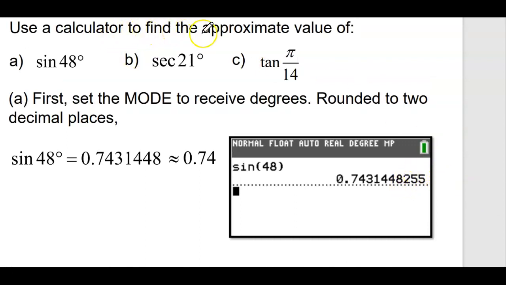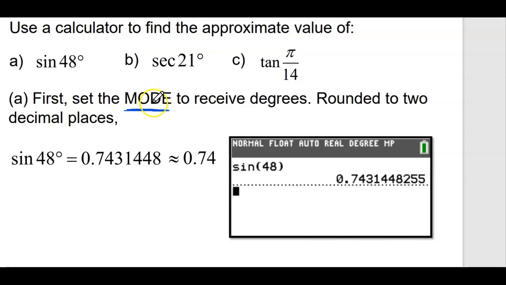Use a calculator to find the approximate value of the following trig functions. So my first one is sine of 48 degrees. So before you put this into your calculator, you're going to want to go to your mode. So find your mode key.